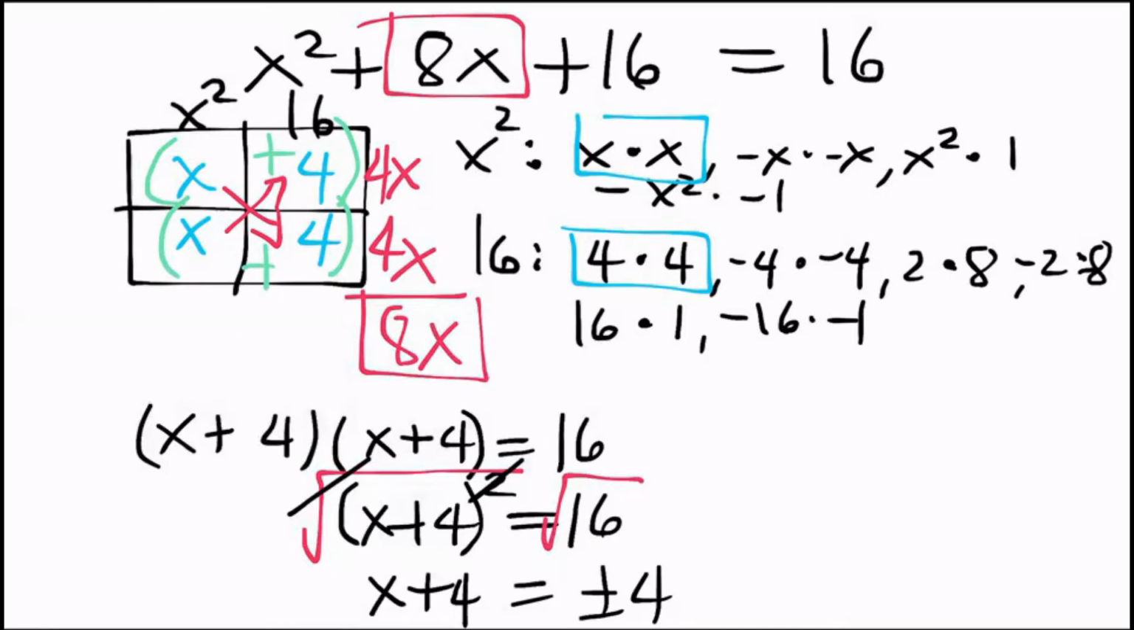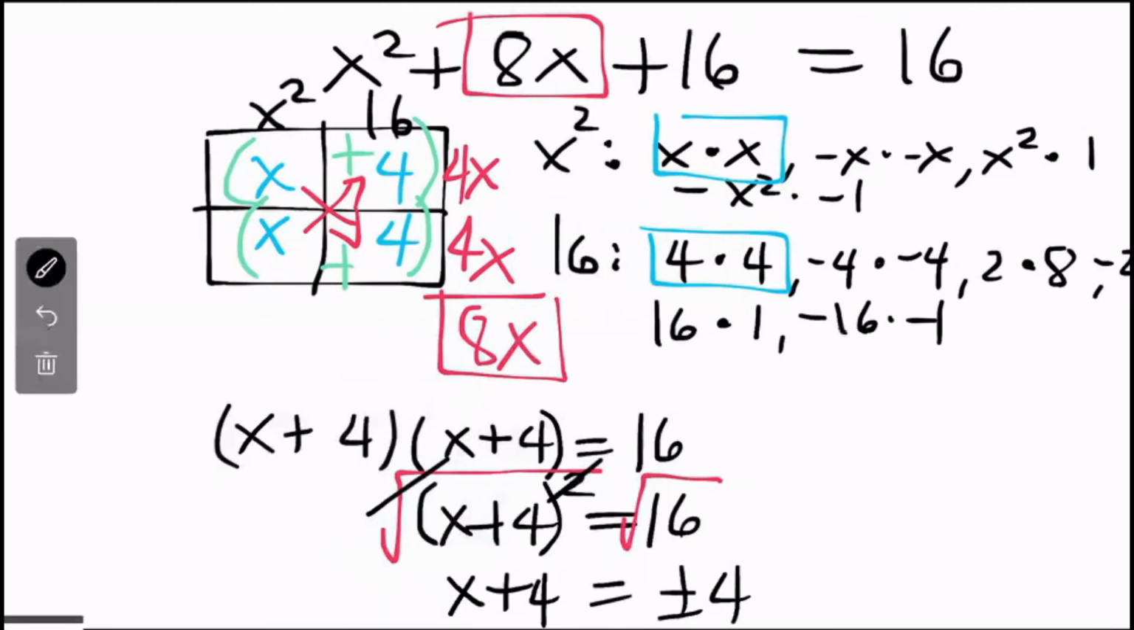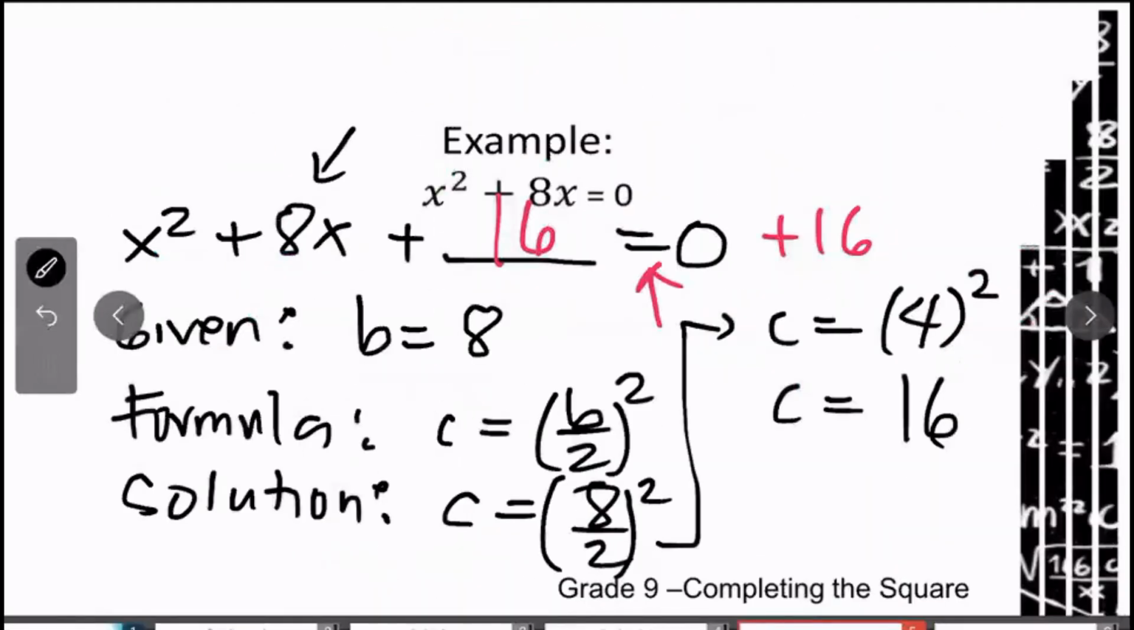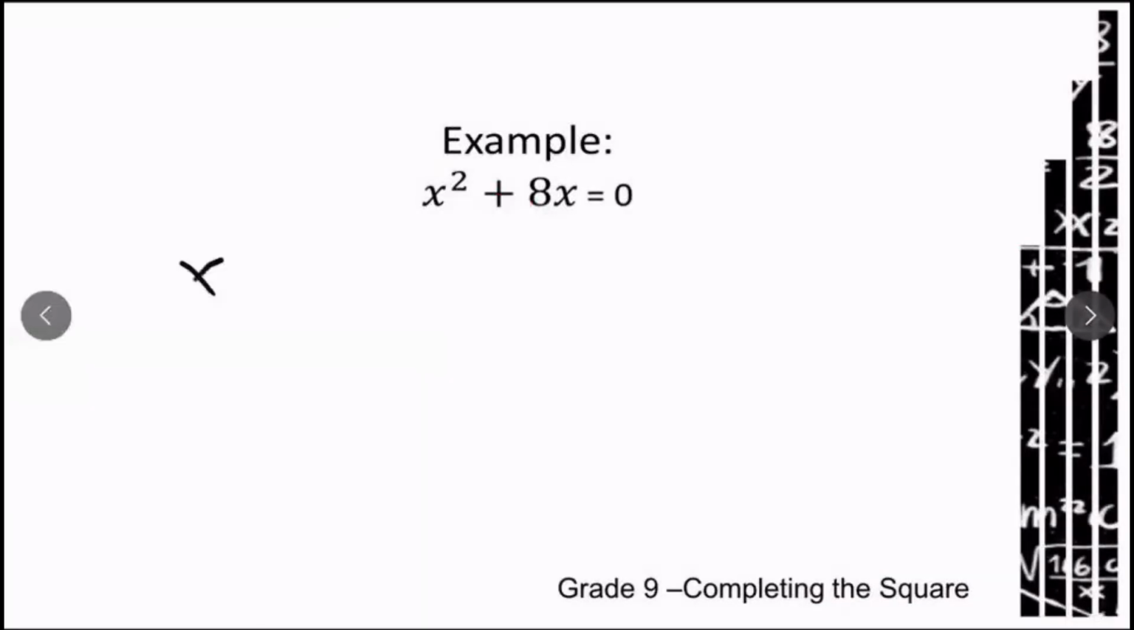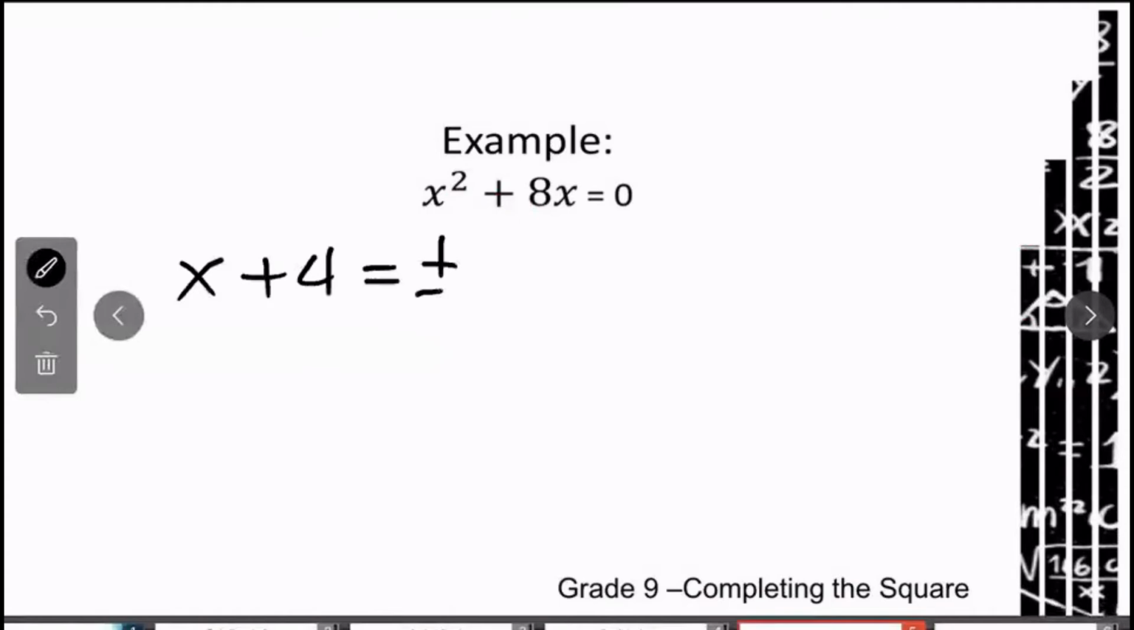So since we are given this kind of expression, our goal now is to identify the values of x. So to identify the values of x, we need to separate the positive negative 4. So therefore, in terms of our roots solution, we have x plus 4 is equivalent to positive negative 4.